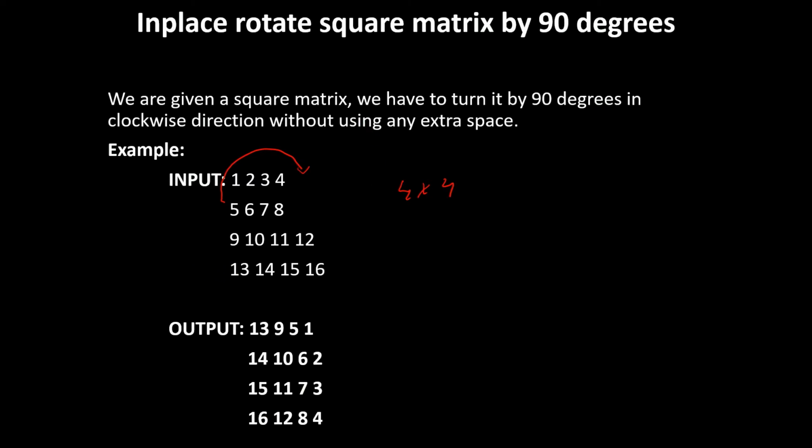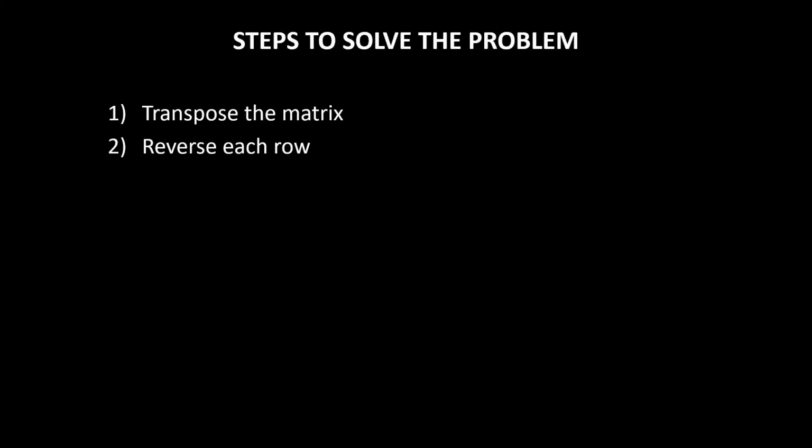So let's see how we can solve this question. There are two steps involved. The first step is to transpose the matrix and the second step is to reverse each row. Now what do we mean by transpose? We have to swap the element at ij with the element at ji. That is, we have to swap these elements. Let's see with the help of an example.